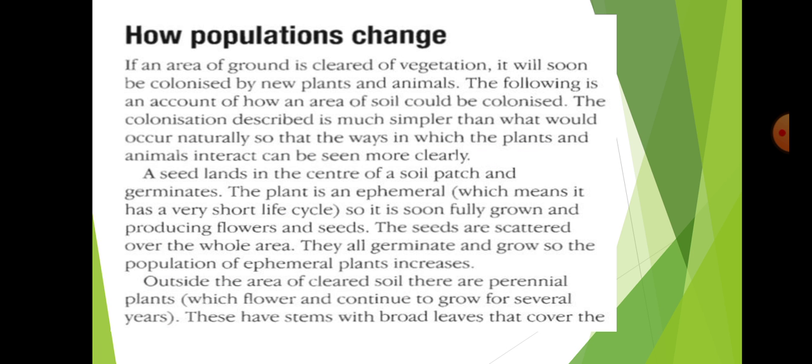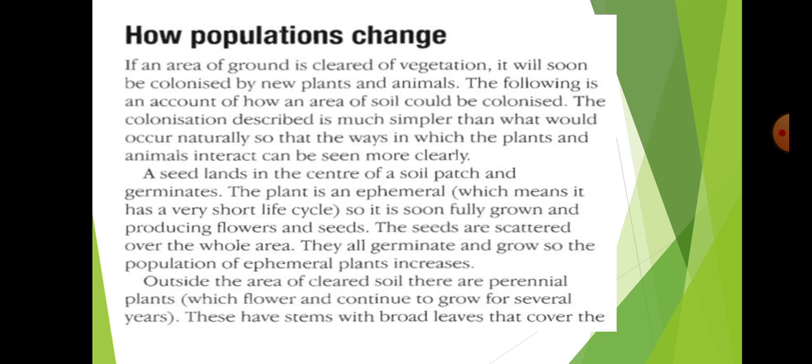How populations change. If an area of ground is cleared of vegetation, it will soon be colonized by new plants and animals. The following is an account of how an area of soil could be colonized. The colonization described is much simpler than what would occur naturally, so that the way in which the plants and animals interact can be seen more clearly. A seed lands in the center of a soil patch and germinates.